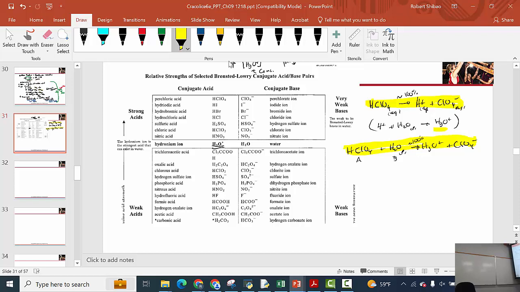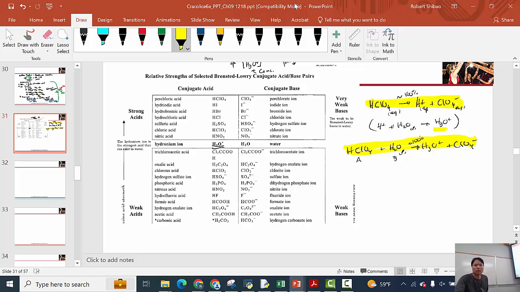This is just an acid-base reaction. Acids are proton donors, bases are proton acceptors. The base in this case accepted a proton to form hydronium, and the acid lost a proton. When it loses a proton, all we're left with is perchlorate ion. So that would be in terms of acid-base.